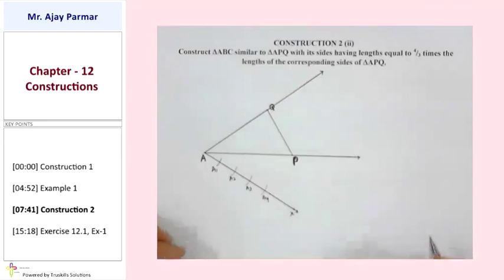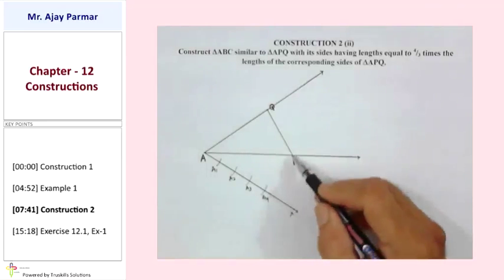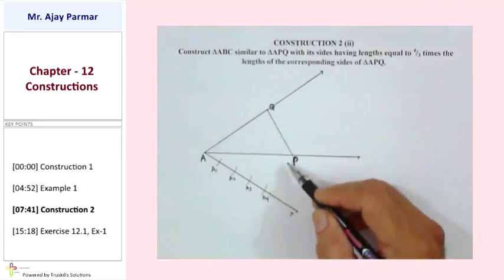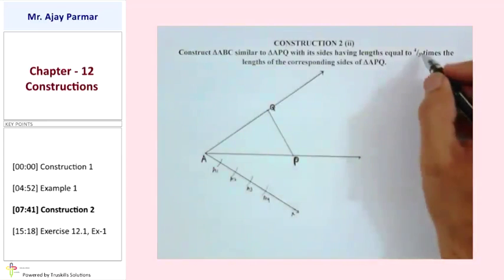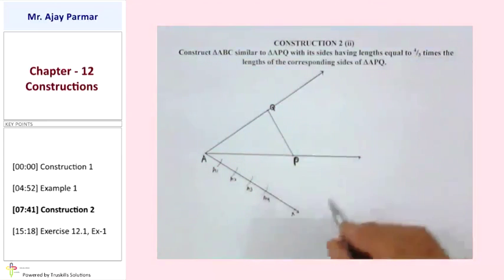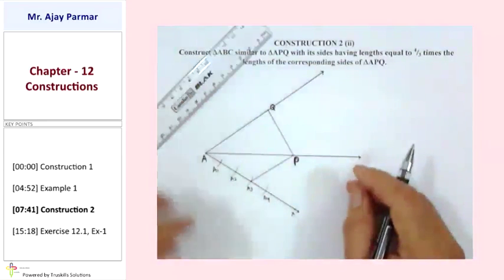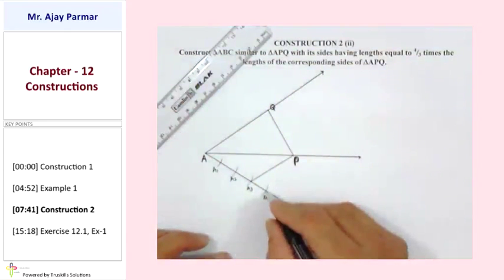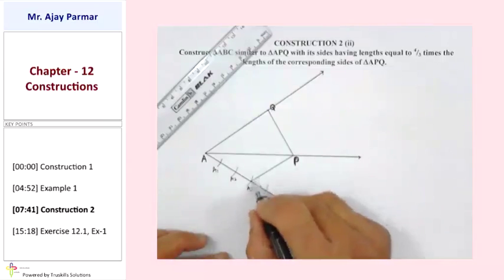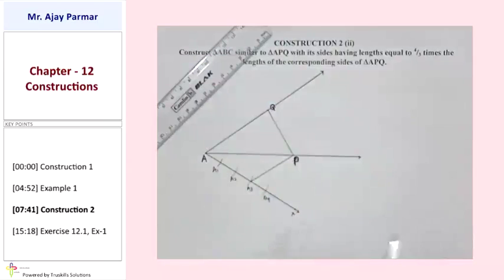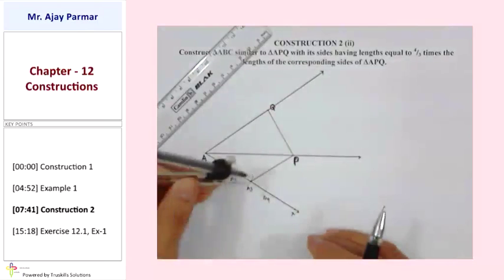Remember, if the scale factor was less than 1, we used to join the last point with P. But here the scale factor is bigger than 1, so the given number, the smaller number is 3, and I am going to join A3 with P. And we should draw a line passing through A4 parallel to line segment A3P.